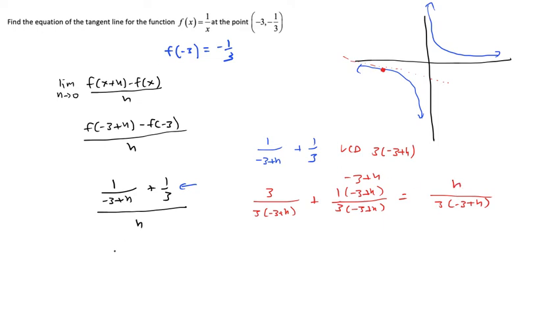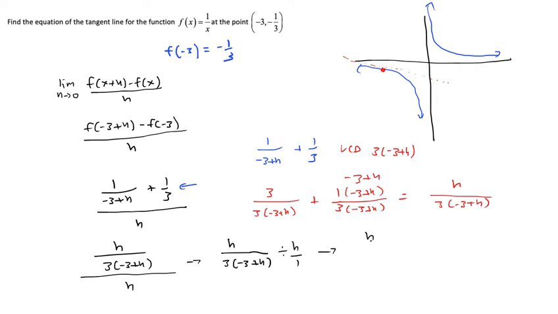So if you go back here, this becomes h over 3 times -3 plus h, and all of that divided by this h down here. Well, wait a minute. The whole point of doing this was that we don't want to divide by h. So what I want to do is multiply by the reciprocal, times 1 over h. The h's do end up canceling out. So the final answer here is 1 over 3 times -3 plus h.